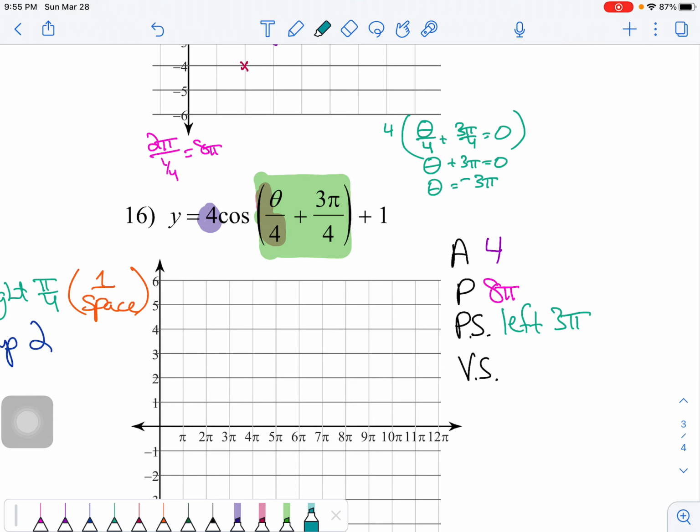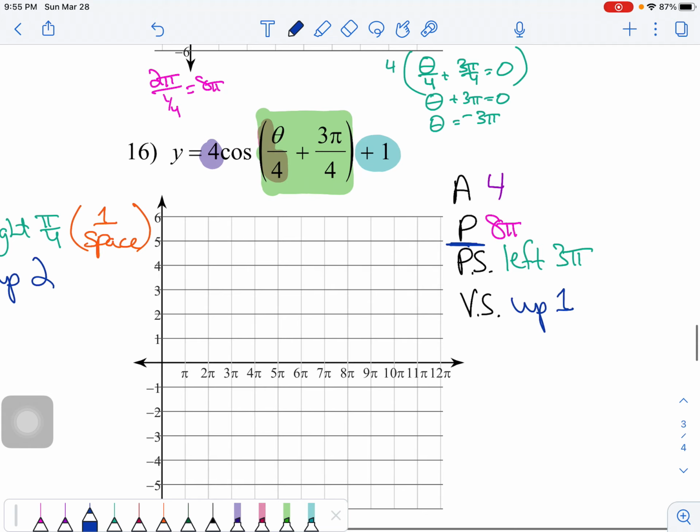Last piece here is my vertical shift. And let's see, that's going to be what, up 1? Up 1. Okay. So let's see if I can do this graph with just my amplitude and period first. So I'm going to mark out my critical values, 8 pi, 4 pi, 2 pi, 6 pi, and a 0. Little X marks the spot here. Cosine starts off center high in this case, so positive 4. 2 pi is at 0. 4 pi would be at negative 4. 6 pi is back to the midline. And 8 pi is at your maximum of 4.